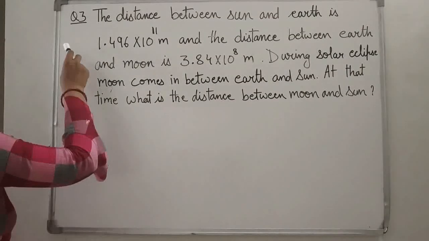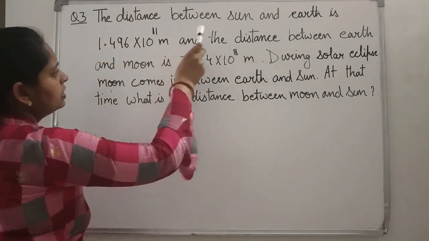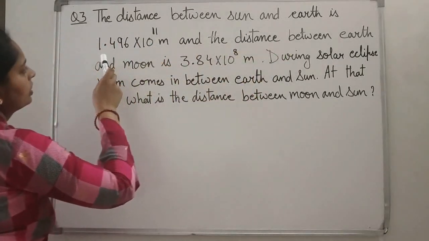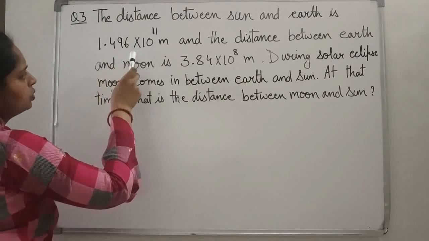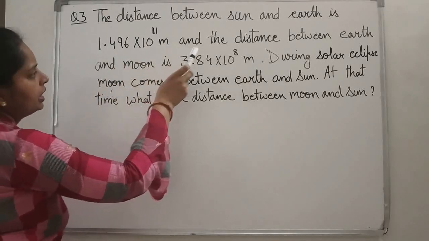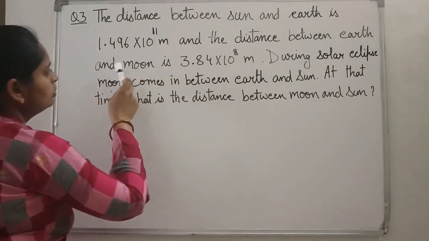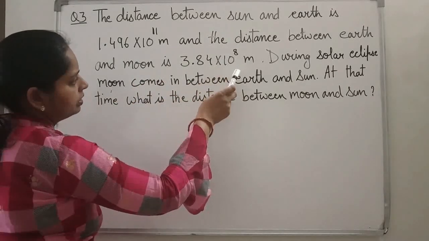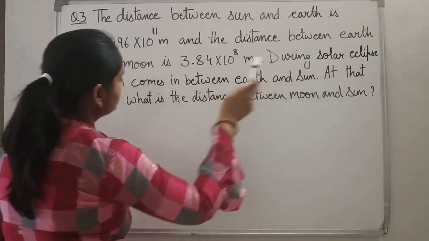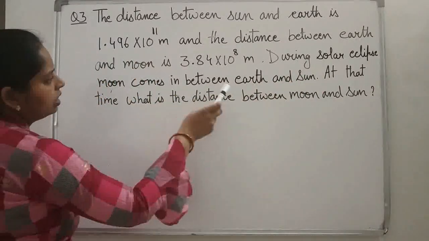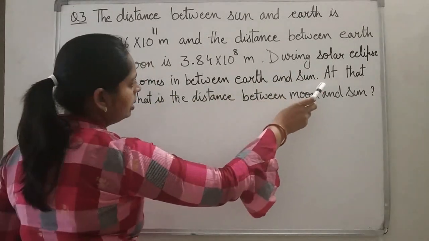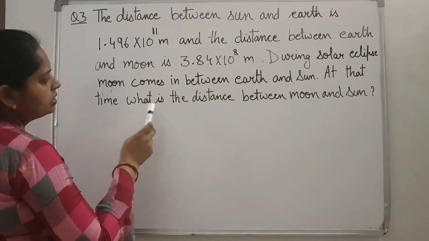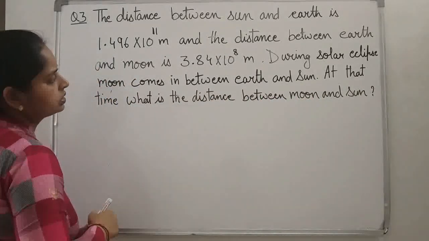Okay. Now the next question is, the distance between sun and earth is 1.496 into 10 to the power 11 meter, and the distance between earth and moon is 3.84 into 10 to the power 8 meter. During a solar eclipse, the moon comes in between earth and the sun. At that time, what is the distance between moon and sun?